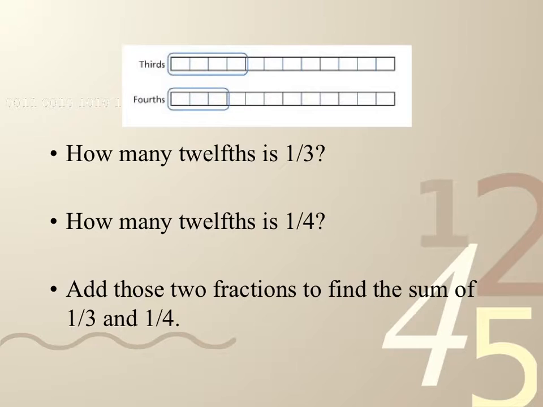How many twelfths is 1/3? Well, I see what is circled. My thirds are still 1, 2, 3 thirds. But we split each of those thirds to make a total of twelfths. How many twelfths is 1/3? Well, that would be 4 twelfths. We did a similar thing to the fourths. We still have 1, 2, 3 fourths, but each fourth was split in 3. So 1/4 is equal to 3 twelfths.